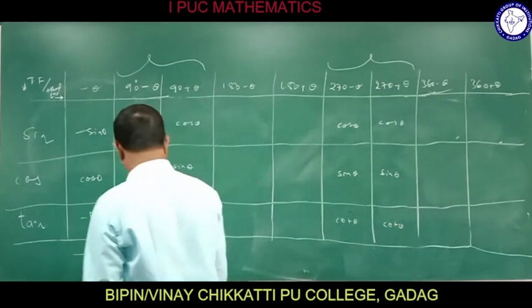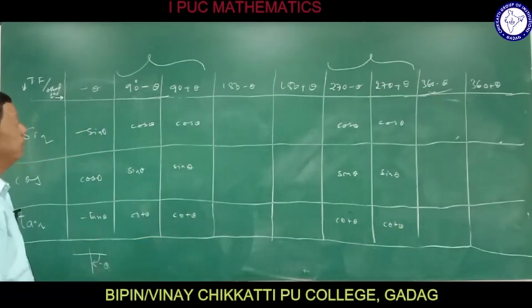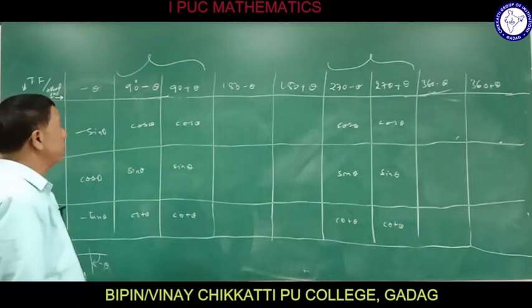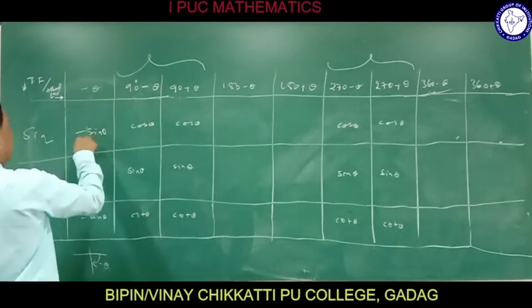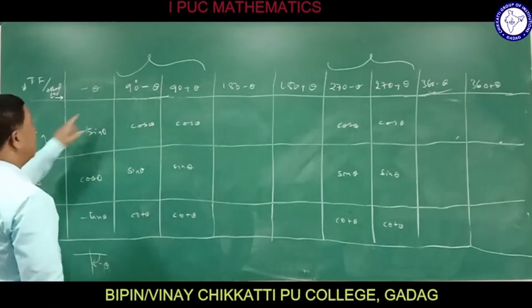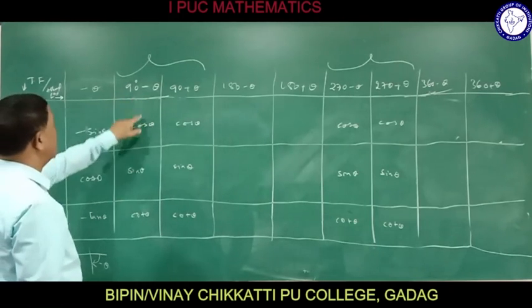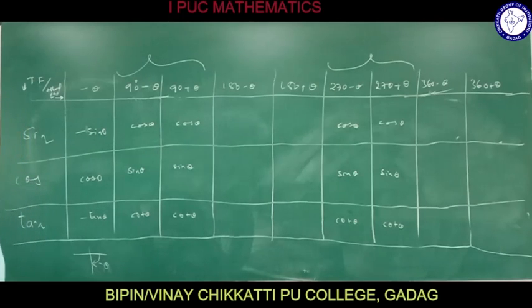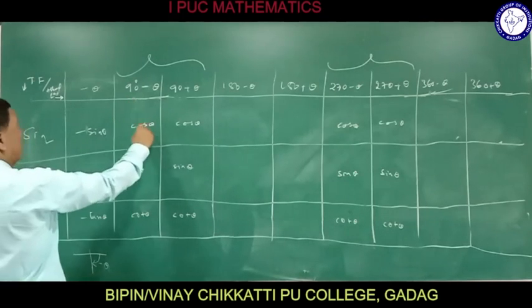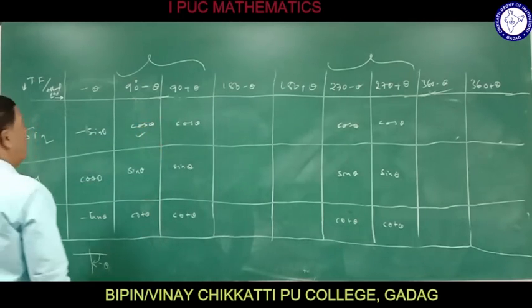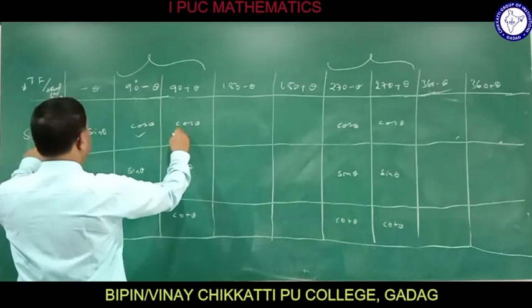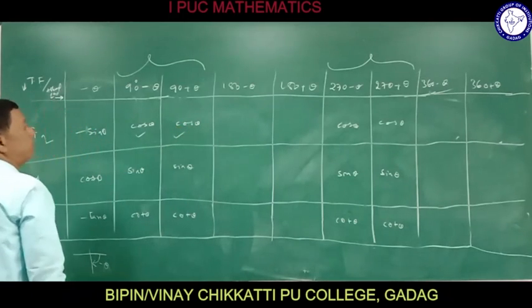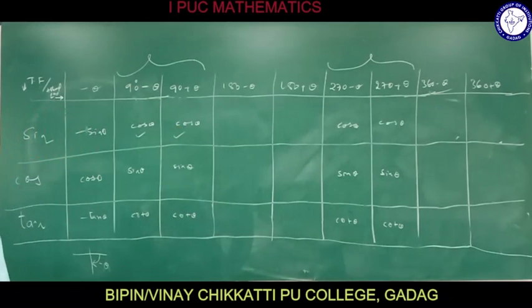So here I have to explain about the sign. Simply we have changed the function, but the sign we have to decide according to the quadrant rules I have told. Look at this, sin of 90 minus theta. Here you have to understand that 90 minus theta is in the first quadrant, so it is positive, and sin of 90 plus theta is in the second quadrant, where sin is positive, so this is also positive.